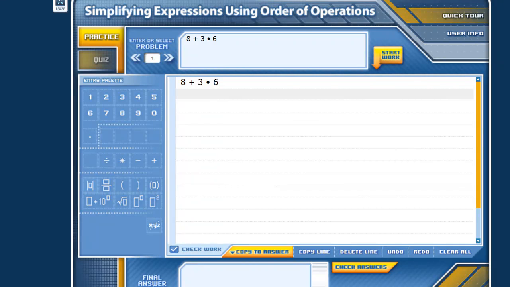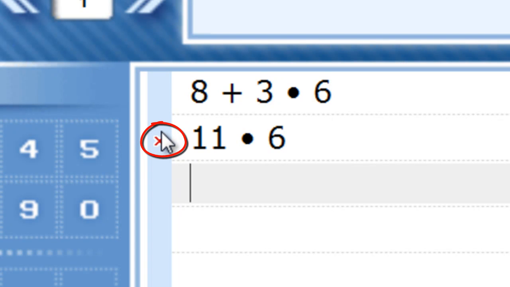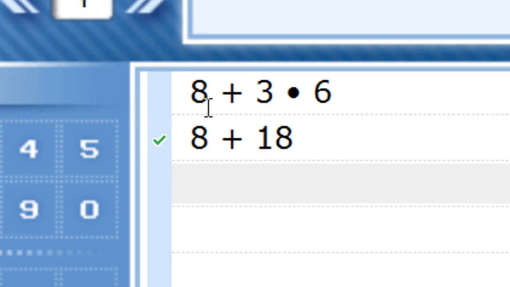Here's a mathematics one, a middle school example dealing with order of operations. How would I solve this? Let's start by making a mistake and doing the plus first, or the addition first. So I'm going to say this is 11 times 6 is what this is. And I notice that I get a red X. It does not tell me what I did wrong, but it does tell me where I made my mistakes. Oh, that must be, how about this is 8 plus 18, and I get a check mark, and it leads me through the process.